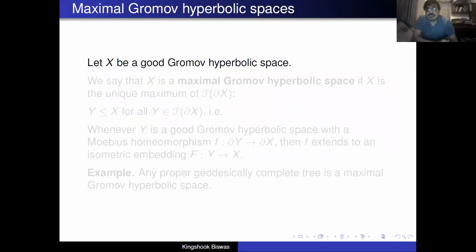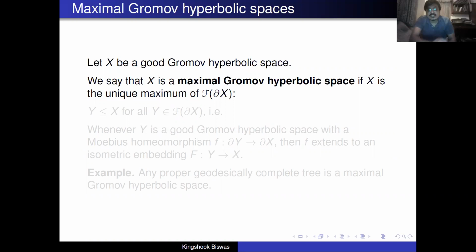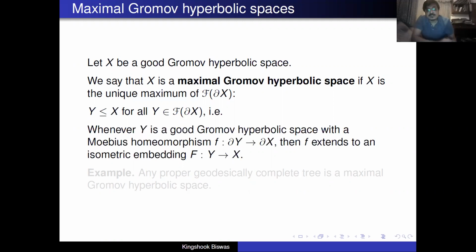Okay. Now I can define what is a maximal Gromov hyperbolic space. So let X be a good Gromov hyperbolic space. We say that X is a maximal Gromov hyperbolic space if X is the unique maximum element of the partially ordered set F(∂X), the set of good fillings of the boundary of X. So what does that mean? That means that Y is less than or equal to X for all good fillings Y of the boundary of X. So explicitly, what does that mean? That means that whenever Y is a good Gromov hyperbolic space with a Moebius homeomorphism F from boundary Y to boundary X, then F extends to an isometric embedding from Y into X. So every filling of the boundary of X embeds isometrically into X. So then we say that X is a maximal Gromov hyperbolic space.